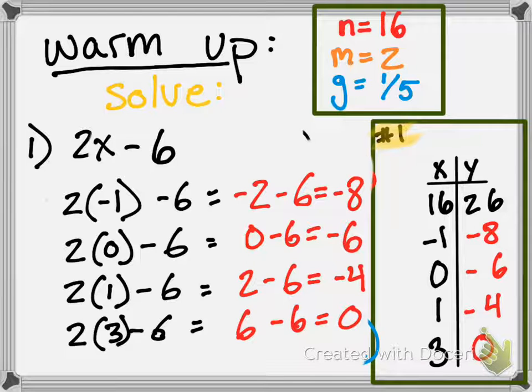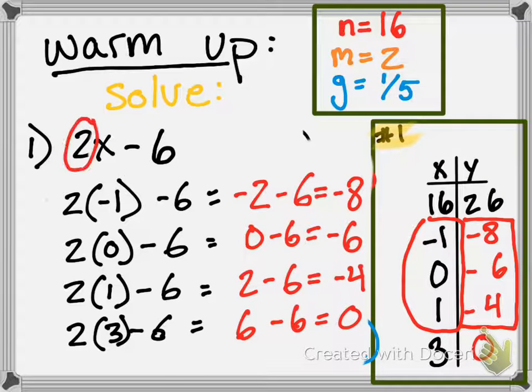If we look at something really quickly, when our x's are increasing by 1, which is just that section right there, what is our y increasing by? What is it, Hannah? It's increasing by 2. That's the slope right there.